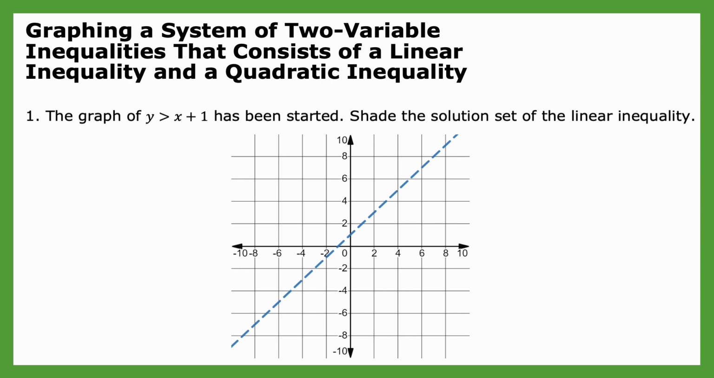They give us this linear function. The graph of y is greater than x plus 1 has been started. So again, to get a linear function, you start with your y-intercept at positive 1, and then it has a slope of 1 where they went up 1, right 1, up 1, right 1, up 1, right 1. They made it a dashed line because it does not have the or equal to.